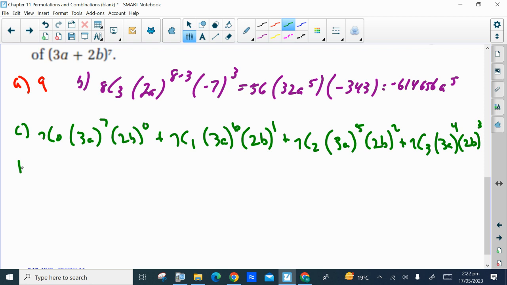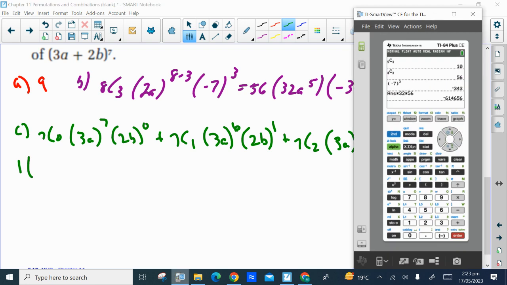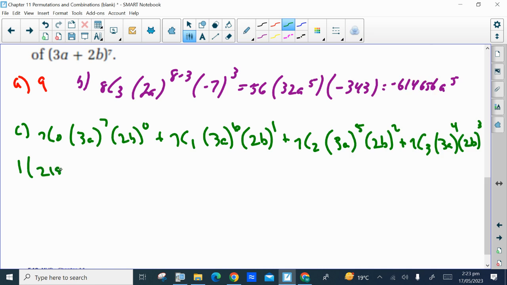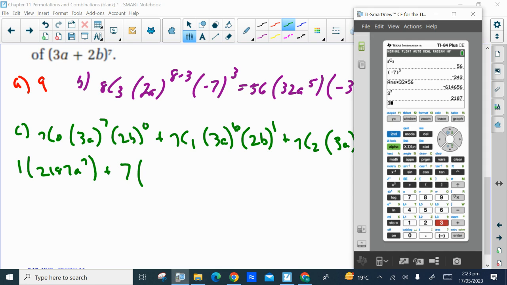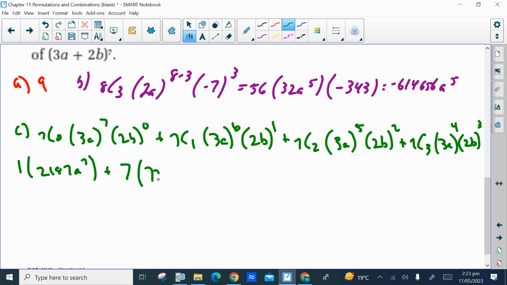7C0 is 1. 3 to the 7th is 2187. a to the 7th. 2b all to the 0 is 1. Times them by 1 changes nothing. 7C1 will be 7 times 3a to the 6th is 729. A to the 6th times 2b.